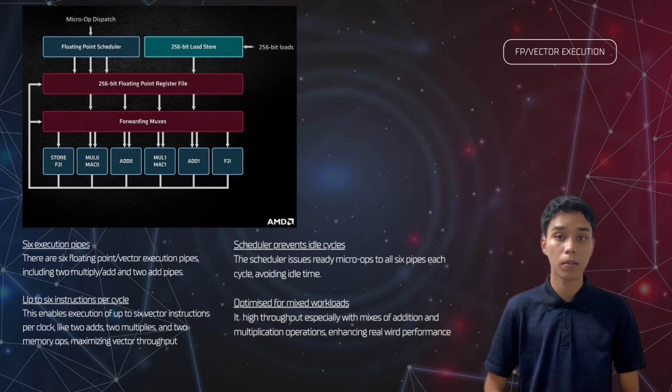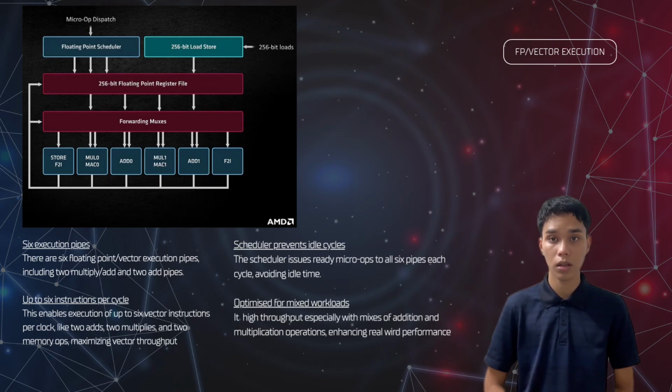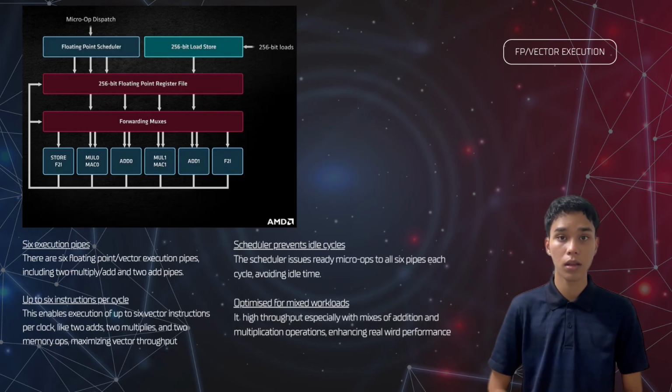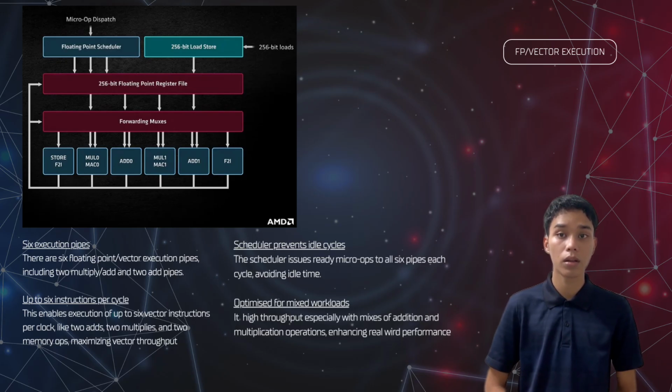This includes 2 multiply-add pipes and 2 additional add pipes, giving the CPU dedicated hardware for both complex and simple floating point math. This parallel design allows multiple floating point operations to happen at the same time. So this hardware enables impressive throughput. The CPU can execute up to 6 vector instructions per cycle. For example, in a single clock cycle, it could process 2 additions, 2 multiplications, and 2 memory operations simultaneously. This high throughput is essential for demanding applications like video editing and 3D rendering.